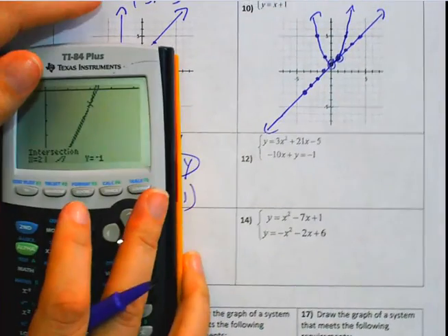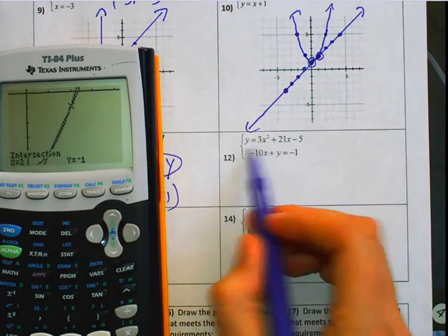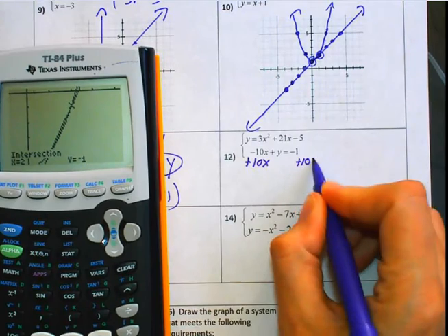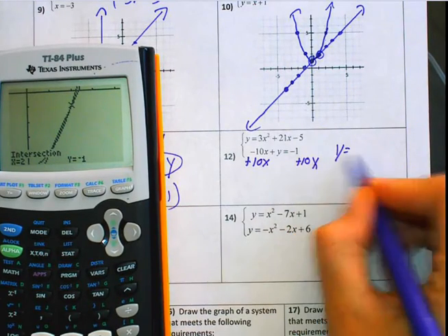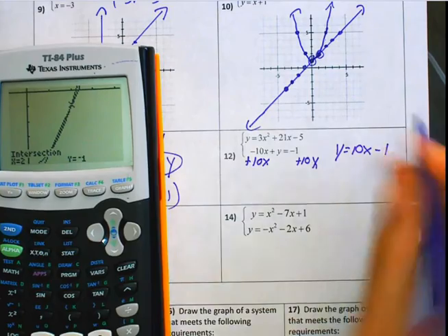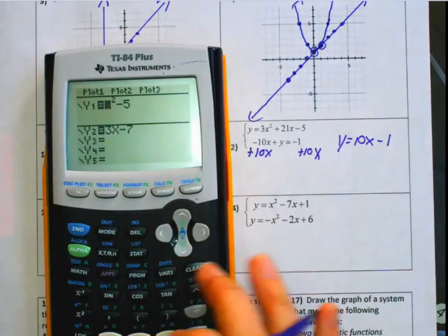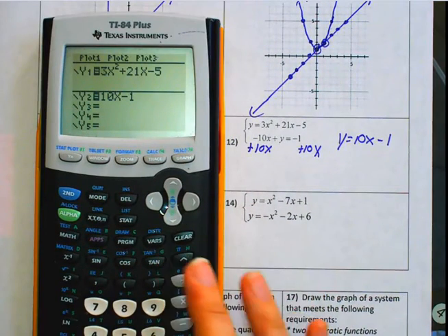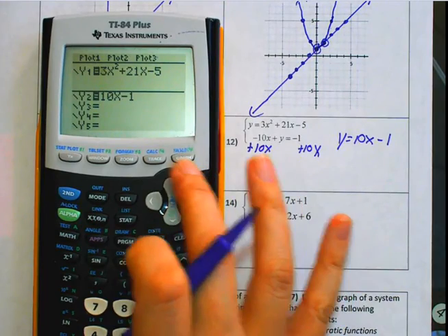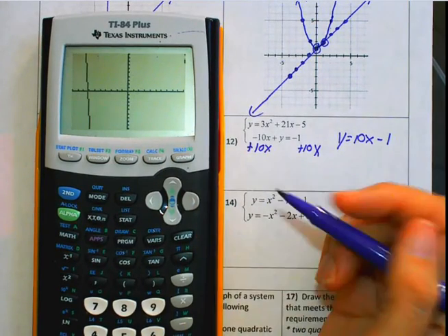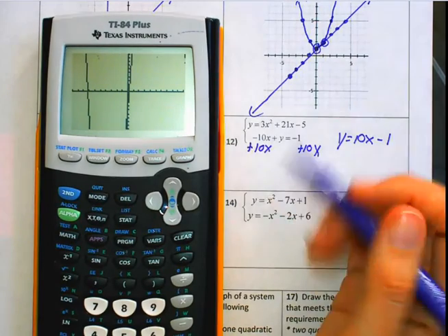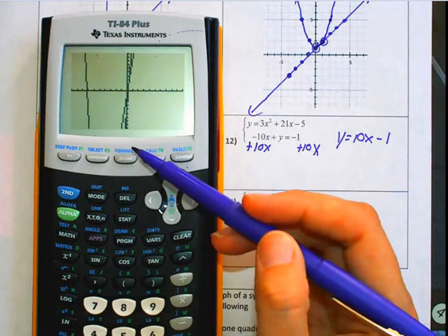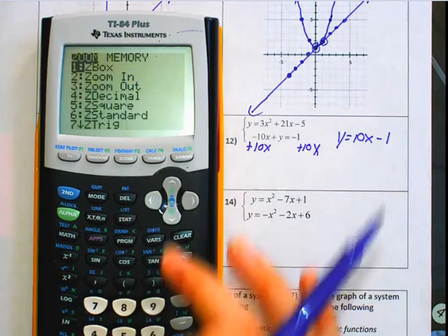Alright, looking at the next one. Again, this needs to be in standard form. I see my first one is in standard form, the second one is not. So plus 10x on both sides. So I have y equals 10x minus 1. Go back, put that into y equals. I've got both of my equations in, and then I'm going to do a zoom 6 for a normal viewing window. Notice that this parabola is very wide, and I see an intersection here, but I can't see the other intersection. So let's zoom out this time.